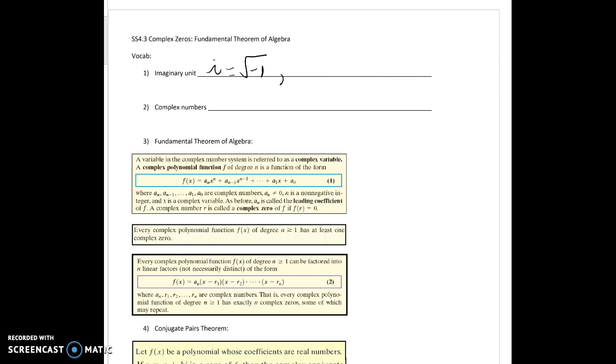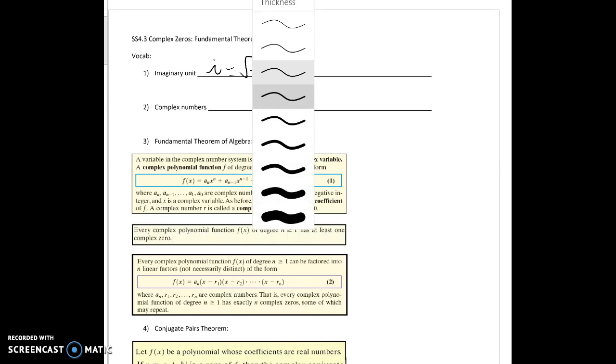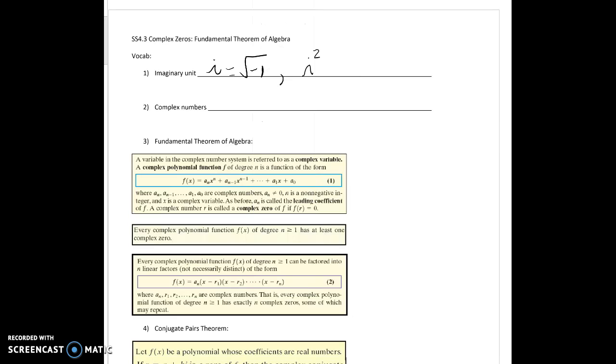Now we can also have i squared and i to the third, okay? Let's start with i squared. If I were to square both sides, i squared is going to be -1. And we can also have i to the third and i to the fourth and so on.